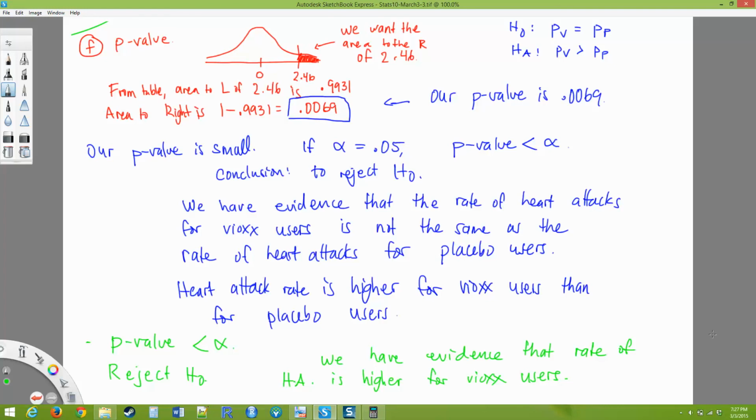If your p-value is less than alpha, you reject the null. If your p-value is greater than alpha, do not reject the null. Those are the two key decisions that you need to make. You have to decide one or the other, and then the interpretation is if you've rejected the null, you have evidence to support whatever the alternative says, and if you didn't reject the null, then you don't have evidence to support the alternative.